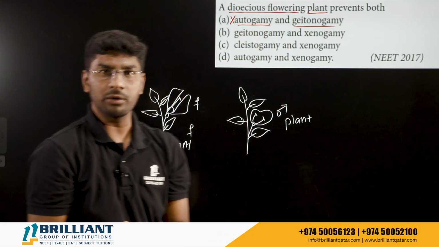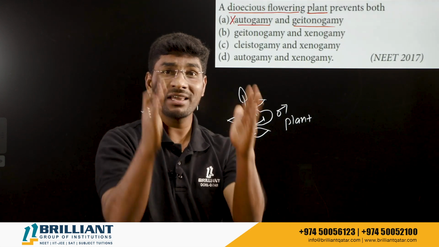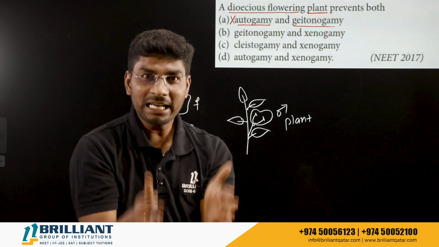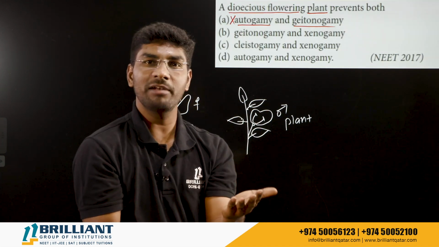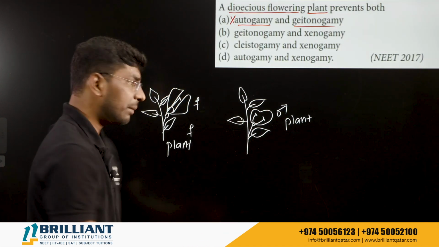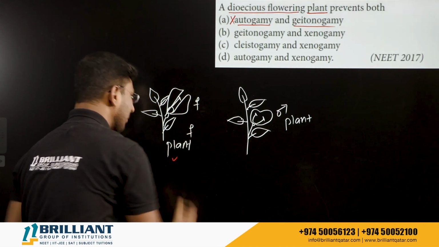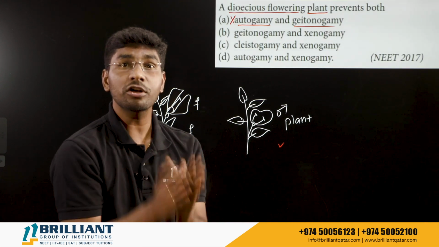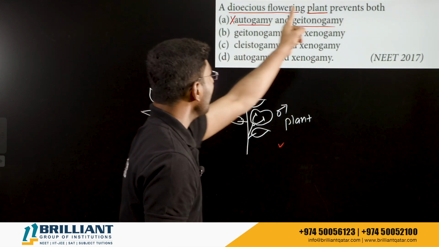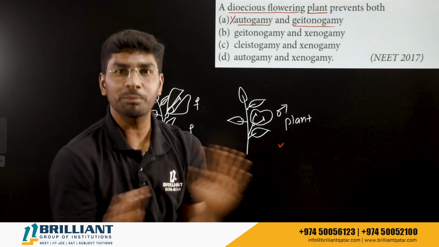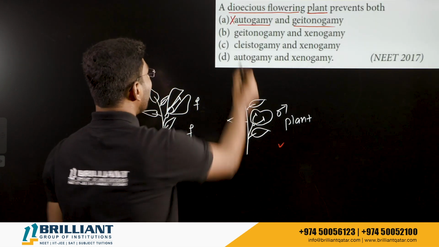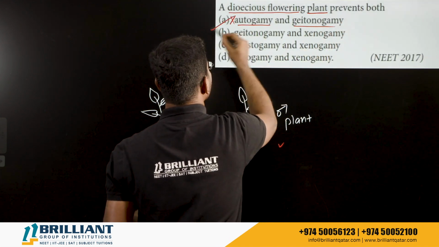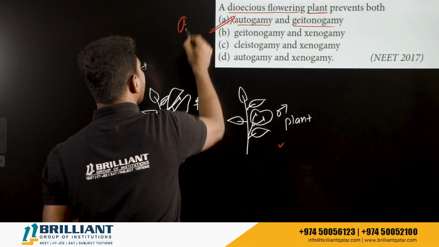Geitonogamy is possible when a single plant contains both male flowers and female flowers. But here, a dioecious plant means one completely female plant and one completely male plant. So what is also not possible? Autogamy and geitonogamy are not possible. You got my point? So our answer is, a dioecious flowering plant prevents autogamy and also geitonogamy, option A.